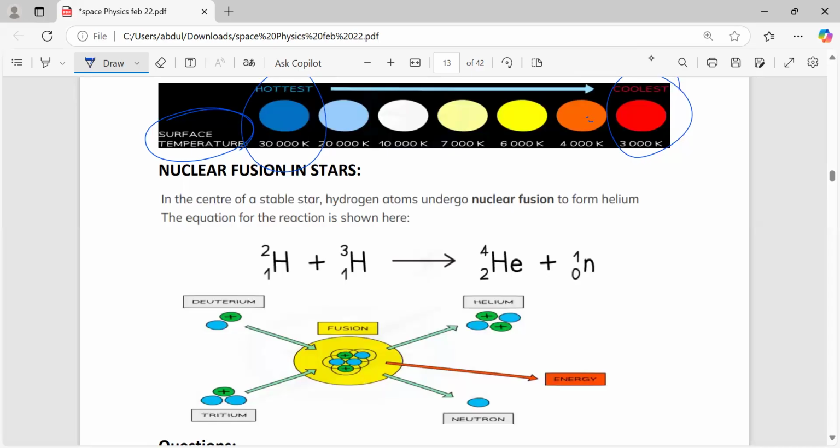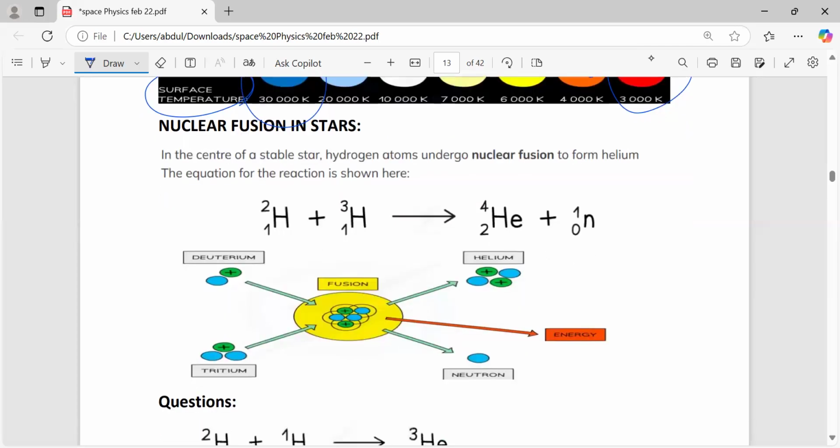Okay, my dear friends. So, nuclear fusion in stars, as we discussed before, in the center of a stable main sequence star, hydrogen atoms undergo nuclear fusion, joining together to form helium. The equation for the reaction is shown here, and the diagram is also given, but I will focus more on the equation. So, deuterium and tritium, two isotopes of hydrogen, join together, and we are getting helium and one neutron.